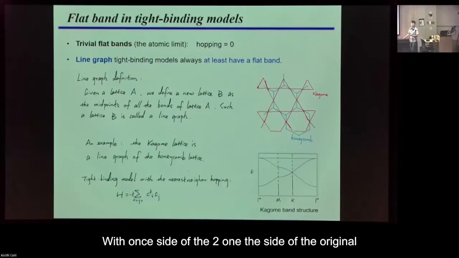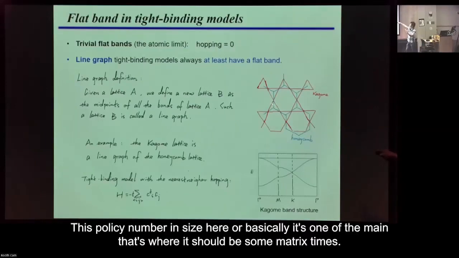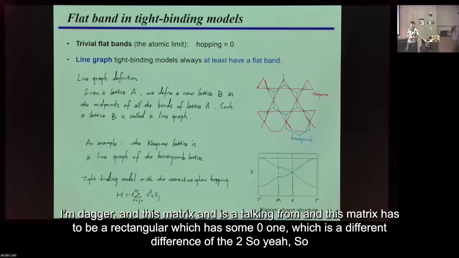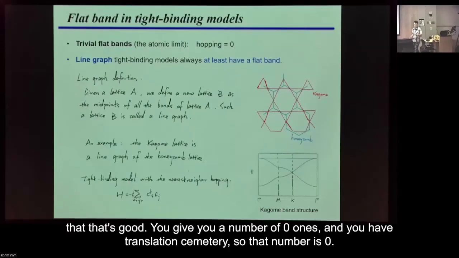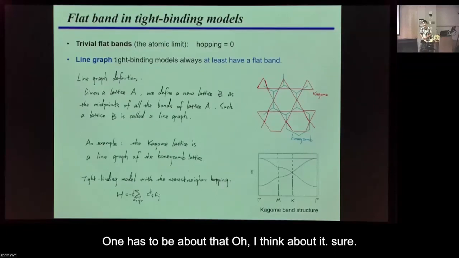This tells you the actual number of independent degrees of freedom is given by another size here. Or you can think of the Hamiltonian as some matrix M times M dagger, where M is the hopping from the line graph sites to the sites of the original graph. This matrix has to be rectangular, which gives some zero modes, the difference of the two dimensions of the matrix. So that gives you a number of zero modes. And you have translation symmetry, so the number of zero modes has to be an integer multiple of n to give the number of flat bands. Is that clear?